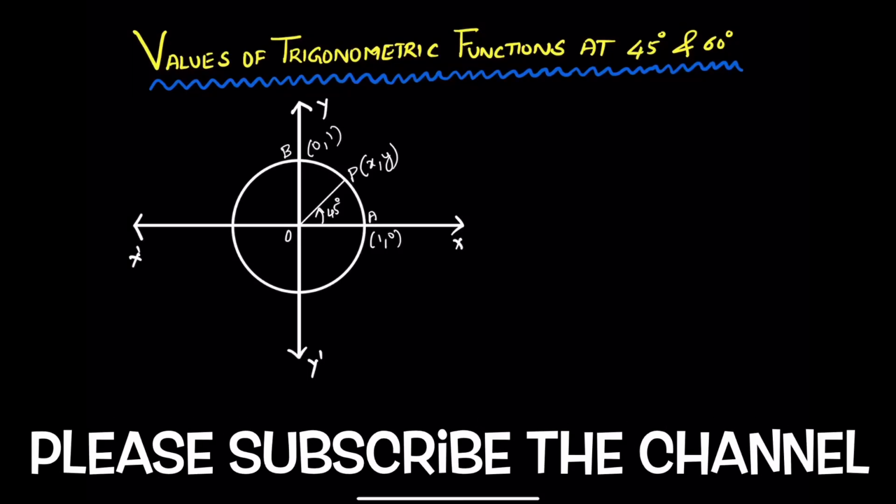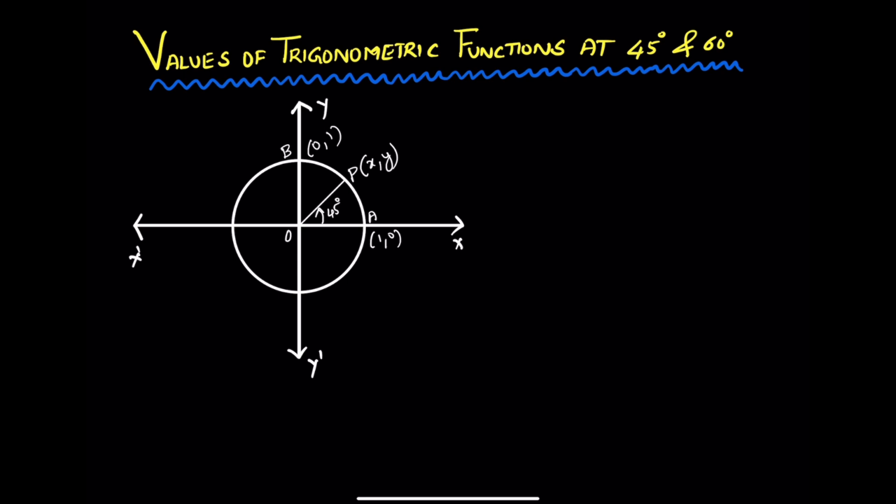In this video, we will try to understand how to find the values of trigonometric functions at 45 degrees and 60 degrees. So let's consider a unit circle as shown here, and let us mark a point P on the circle and extend it up to the center O. So now the length of OP is 1 unit. Now the angle formed is 45 degrees, so that is what we want to calculate.